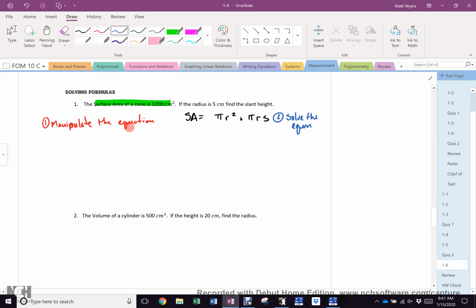If I am moving around the equation, that means I am not putting any numbers into it. I am only using this. All right? Now the question says I need the slant height, right? Everyone agrees? So that means what letter here has to be by itself? S. So we would move everything around until S is by itself. SA equals pi r squared plus pi r slant. Everyone agrees? Okay.